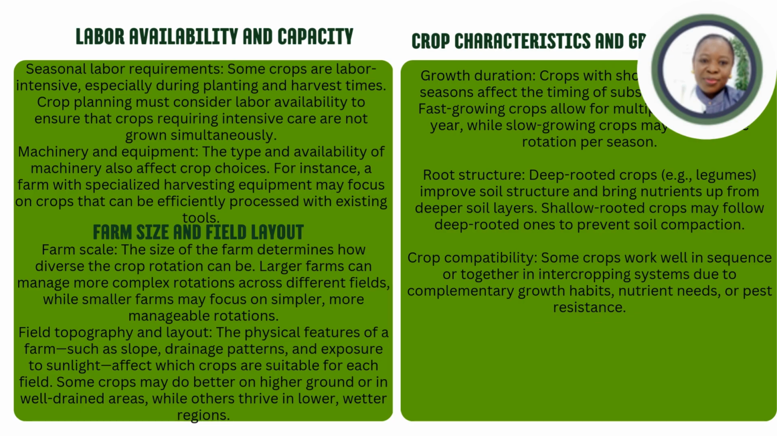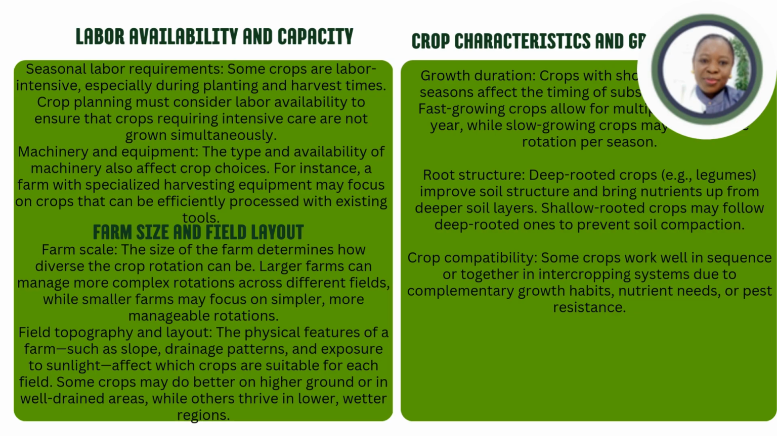Crop characteristics and growth cycle. Growth duration. Crops with short or long growing seasons affect the timing of subsequent plantings. Fast growing crops allow for multiple plantings per year, while slow growing crops may only fit one rotation per season.